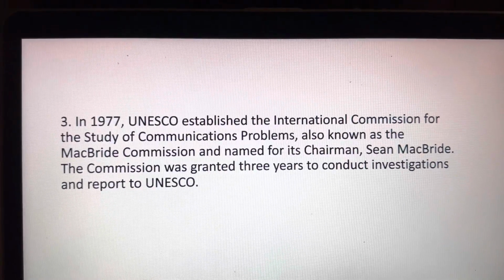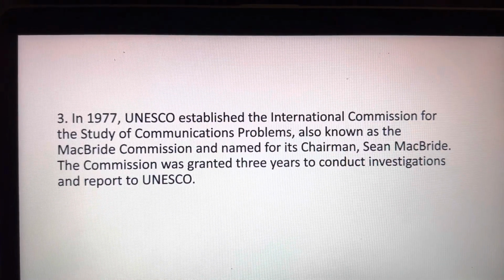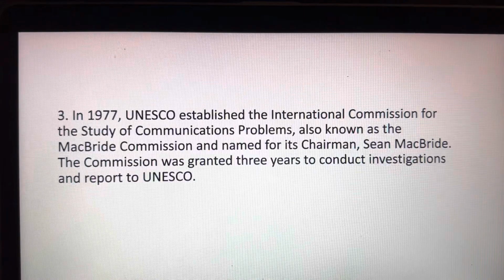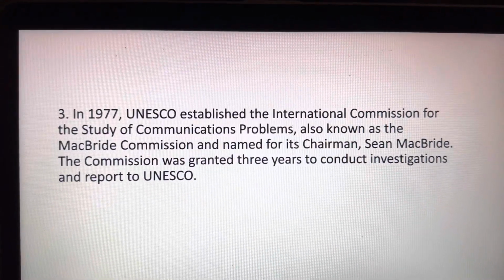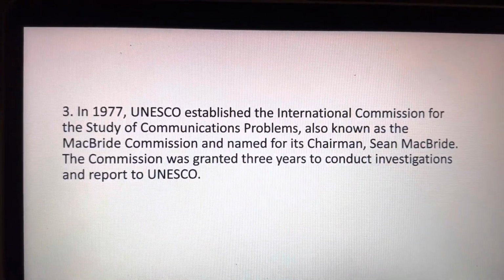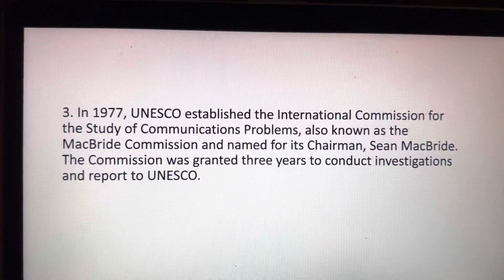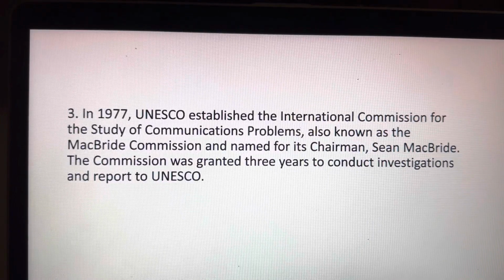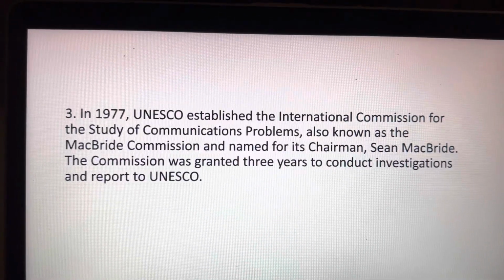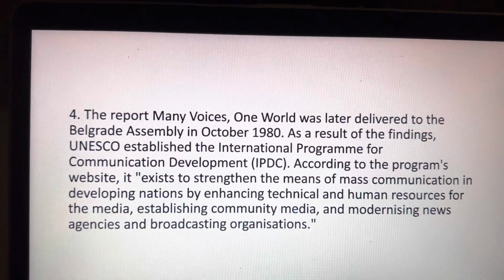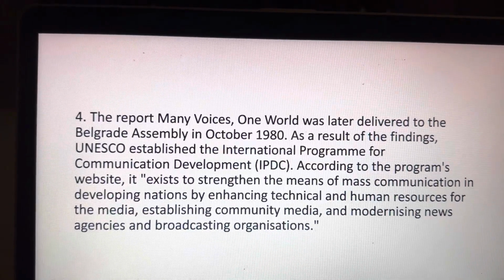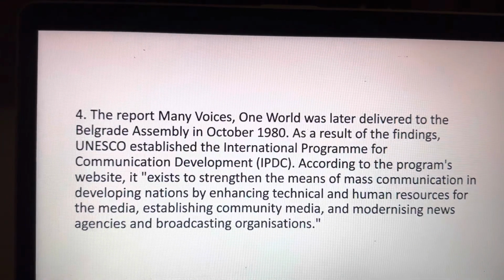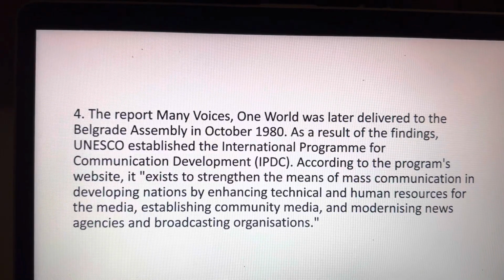In 1977, UNESCO established the International Commission for the Study of Communication Problems, also known as MacBride Commission, and named for its chairman, Sean MacBride. The commission was granted 3 years to conduct investigations and report to UNESCO. The report, Many Voices, One World, was later delivered to the Belgrade Assembly in October 1980.